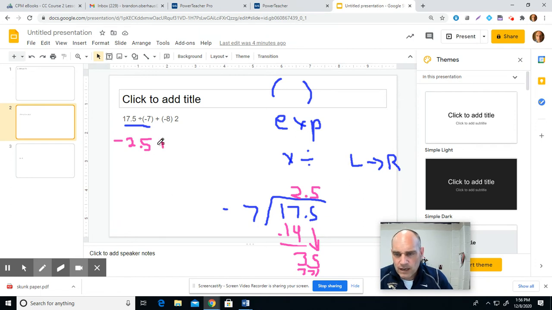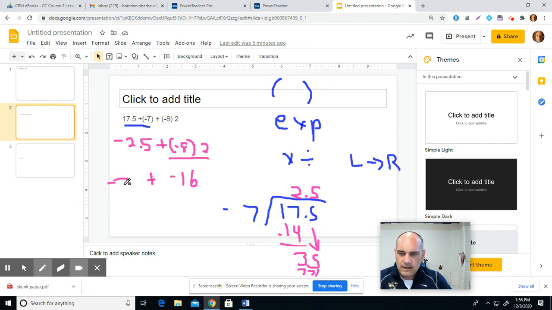And then I'm going to rewrite everything I haven't used yet. I dropped down my plus sign, my negative 8, and my 2. Now when I look at this line, once again, my order of operations, no parentheses to work inside of, no exponents. I do have some multiplication right there. So negative 8 times 2, well, 8 times 2 is 16. The signs are different, so it's negative.